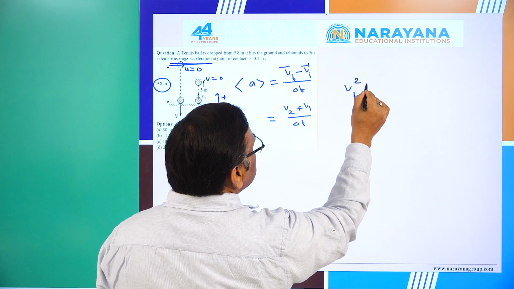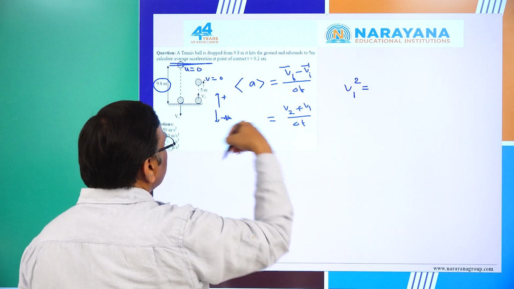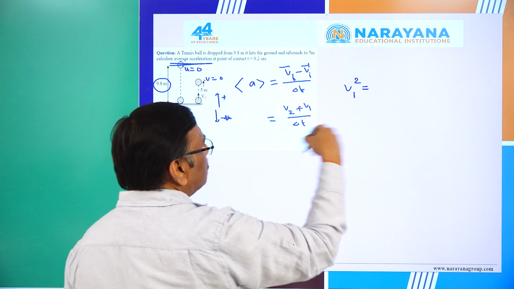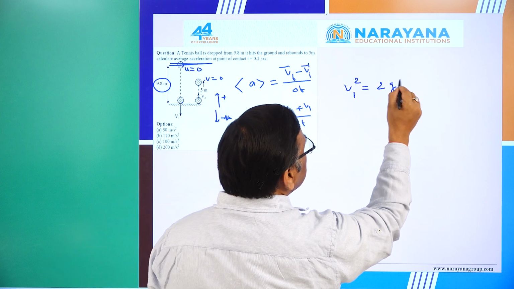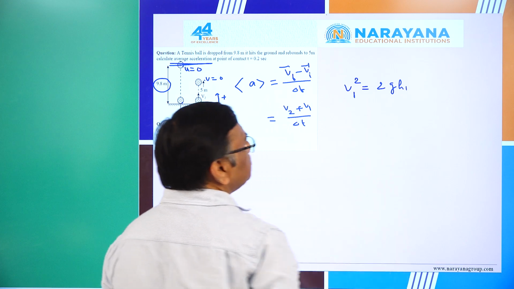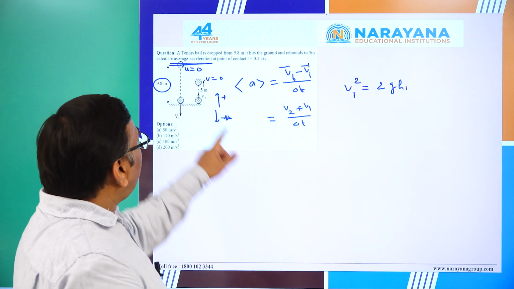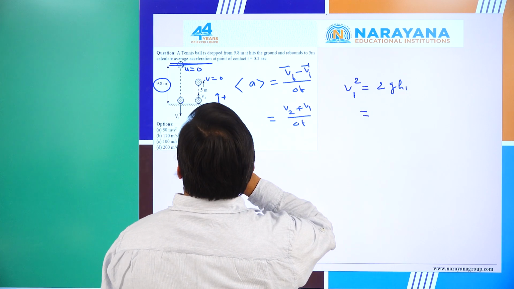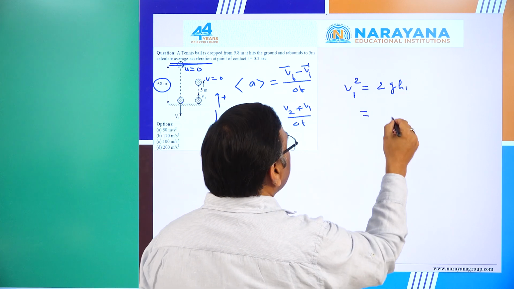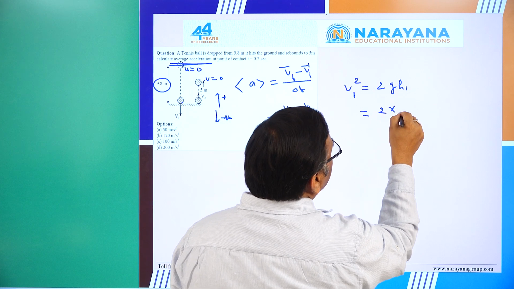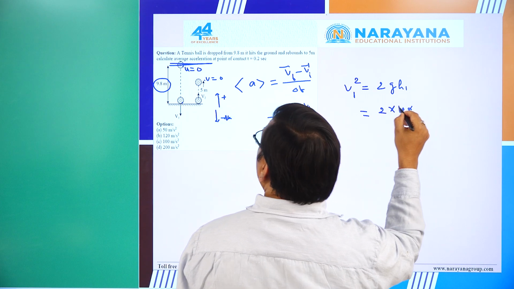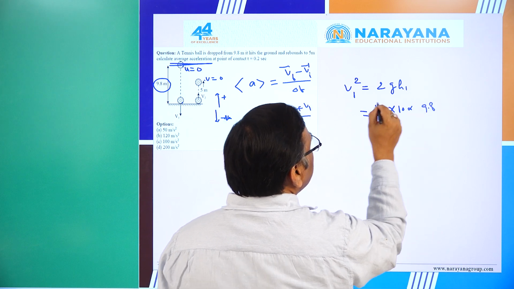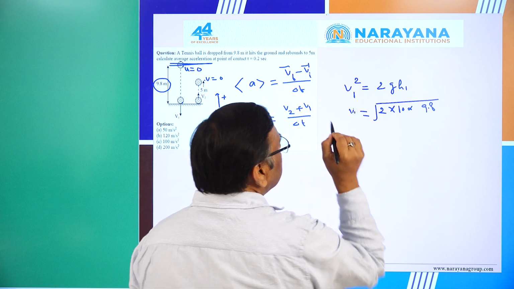I can write V1 squared is equal to U squared, with the body coming in the downward sense. So acceleration is downward, H in the downward direction, so it is going to be 2g into H1. H1 is given to be 9.8. The value of g is not given, so let us take it to be 10 only. So 2 into 10, or 9.8, with H being 9.8. If I write my V1, it is going to be this much.